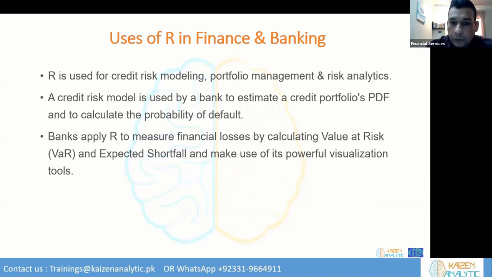Okay. So as you know, people who are working in financial institutions and banks must know that banks have to calculate the total loss, and especially the expected loss and unexpected loss. So here comes the VaR, that is the financial risk measure, value at risk. And there are certain components of expected loss, that's PD, LGD, and EAD. We all know about that, and we will discuss it in detail in the upcoming section, because this area, credit risk modeling, needs another full session. So for now, banks apply R to measure financial losses by calculating value at risk and expected shortfall, and make use of its powerful visualization tools.